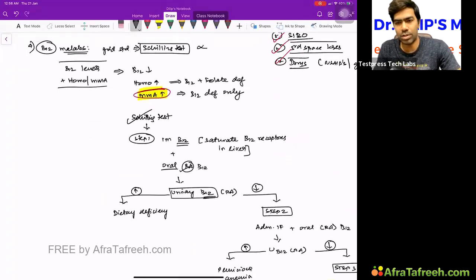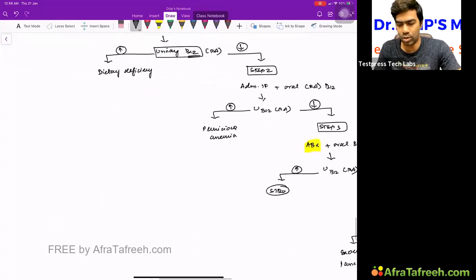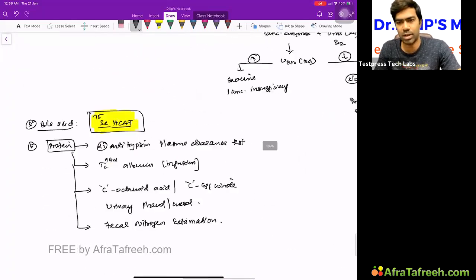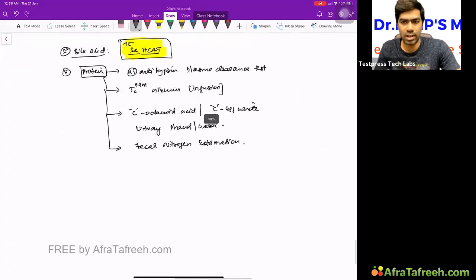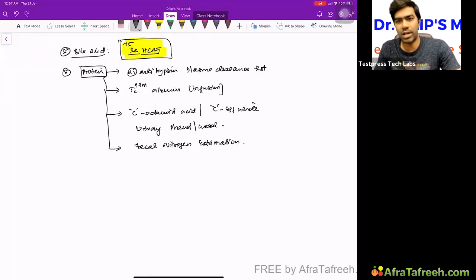In B12 malabsorption, you typically test for B12 deficiency, but to tell the site you need the Schilling test. I told you all the 4 steps of the Schilling test. And finally, bile acid malabsorption, selenium-75 SeHCAT, and protein malabsorption, you have a variety of tests, none of which is practical right now. Apart from that, pancreatic function tests are there. In chronic pancreatitis, you can test for pancreatic function. You can test for SIBO. That's a separate breath test for small intestinal bacterial overgrowth, which will be discussed later on.